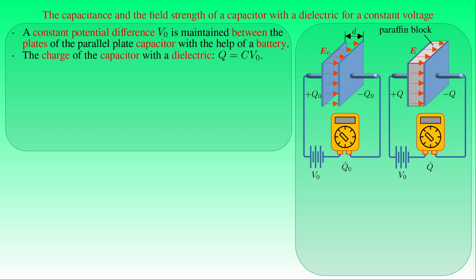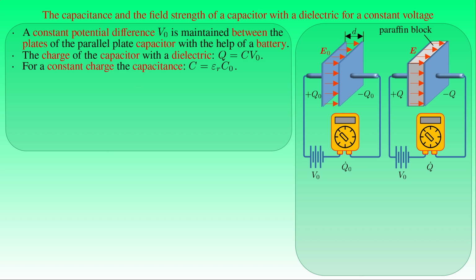the charge Q of the capacitor is given by the capacitance C of the capacitor times the voltage V0 maintained between its plates. In the previous experiment with a constant electric charge of the capacitor, we found that the capacitance C of the capacitor is equal to the relative permittivity epsilon r of the insulating material filling the space between the plates, times the capacitance C0 of the capacitor with a vacuum or air between its plates. In this experiment the voltage V0 through the capacitor is kept constant while the amount of charge on the plates of the capacitor is different in the two cases.